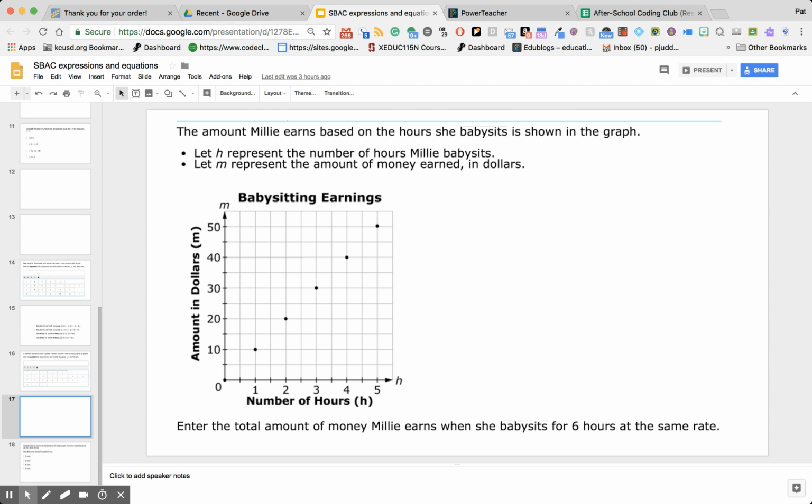So if you were to continue this graph, or if you're looking for your unit rate, determine how much money she's going to earn if she babysits for 6 hours. Take 1 minute and 30 seconds. Discuss this with your partner, and then write your product and process. Go.